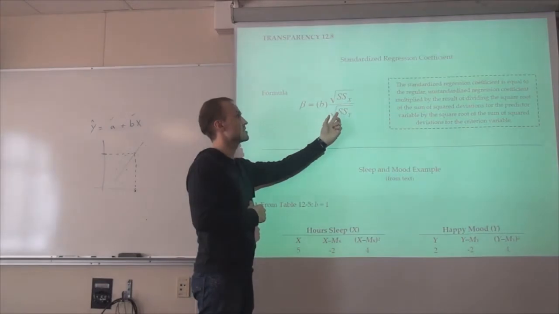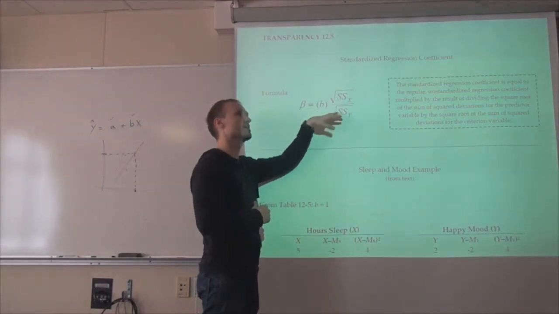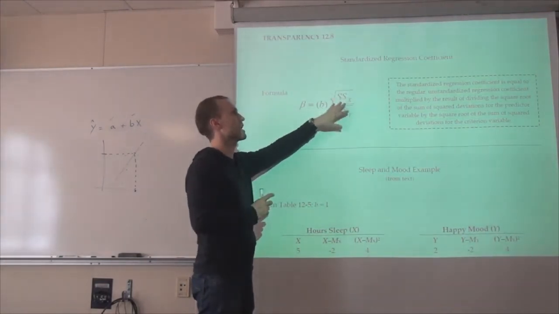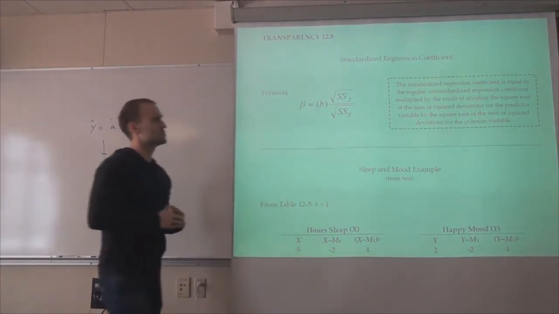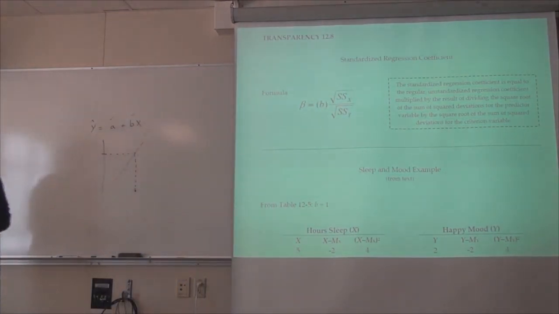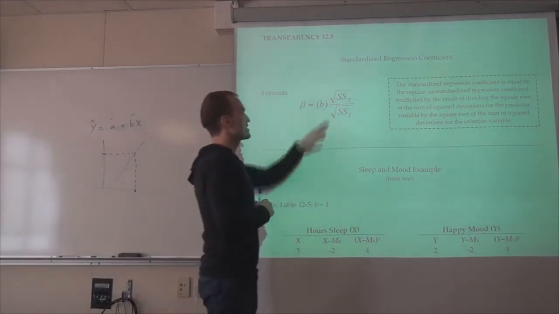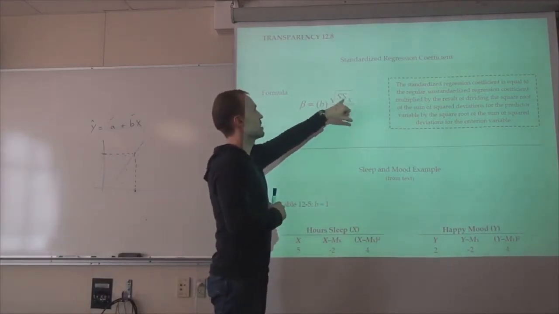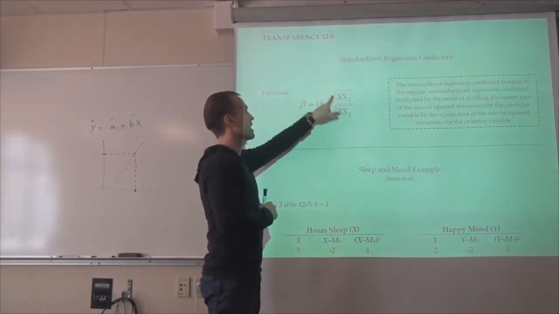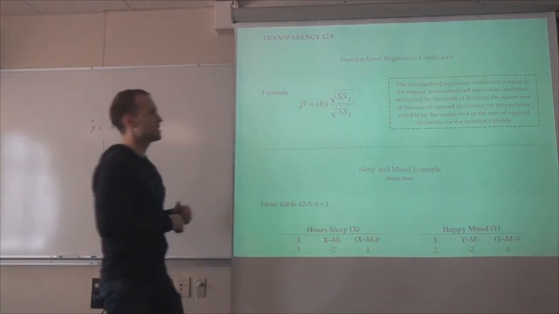Essentially I'm incorporating the variance in the X and the Y in some way to just standardize the B a little bit. And I call that the standardized regression coefficient. So I take the two sum of the squares. The top one is the x and the bottom one is the y, the square roots, and I multiply them.